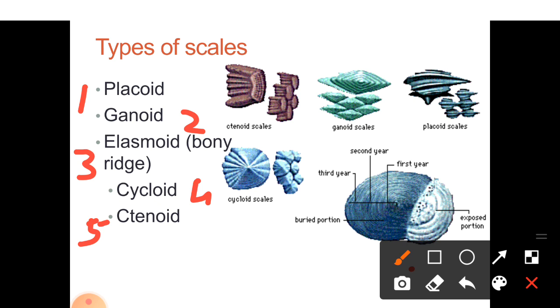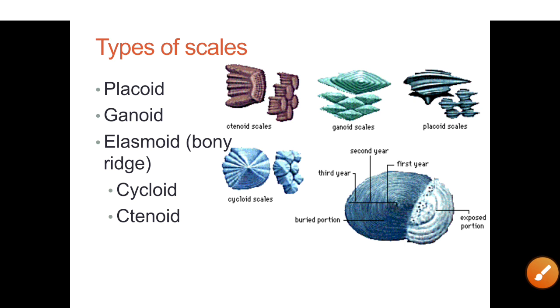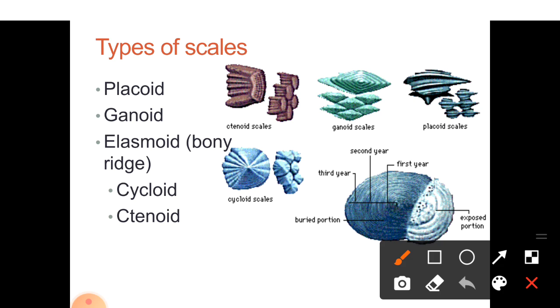They have different morphology, as you can see here in this picture. This is a ctenoid, this is a ganoid, this is a placoid, which is an enlarged view, and there is a cycloid. The ring-like structure gives them the name cycloid. Then we will see each of these scales in detail. The elasmoid or bony ridge type of scales are also called cosmoid scales.